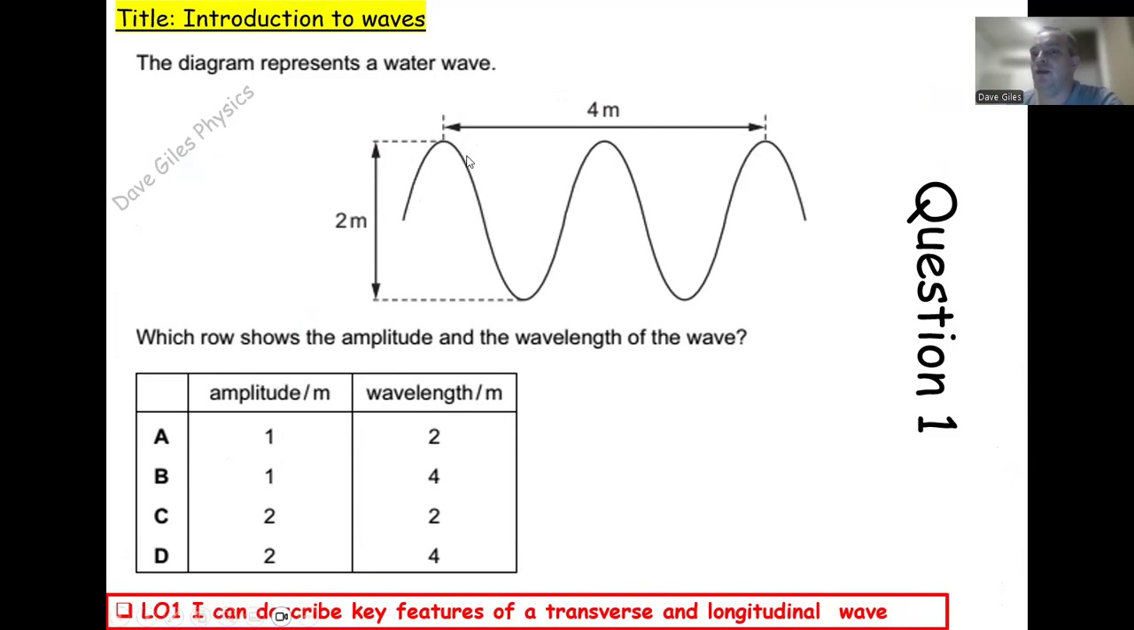The wavelength here is a little bit more tricky. It's labeled 4 meters, but from here to here is one wavelength, and then from there to there is another wavelength. So we've actually got 2 wavelengths here. So the wavelength will be half of this, 2 meters. So 1 meter amplitude, 2 meter wavelength. So the answer is therefore A.